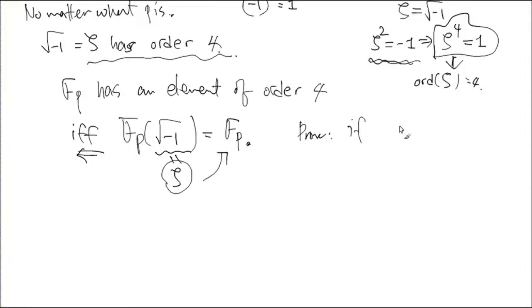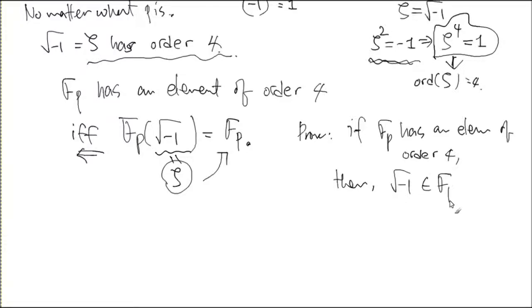If FP has an element of order 4, then the square root of -1 is inside FP. This is what we want to prove, right? Some element that we're looking at. So if you add that zeta value, or square root of -1, to FP, you don't get anything new; it was already inside that field. Okay?